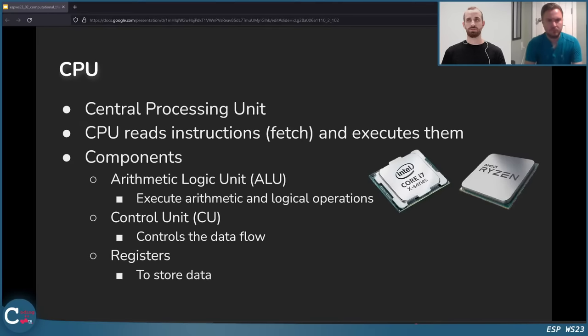The next component we talk about is the CPU, the central processing unit. The central processing unit is responsible for executing instructions. I know this is a little bit technical, so of course you do not have to understand the next slides completely. But I just want to give you an overview of how this works. The CPU reads instructions, which is also called fetch, and then executes them. The components are, in general, the arithmetic logic unit, which executes arithmetic and logic operations. Then we have a control unit that controls the data flow, and some registers where the data is stored.